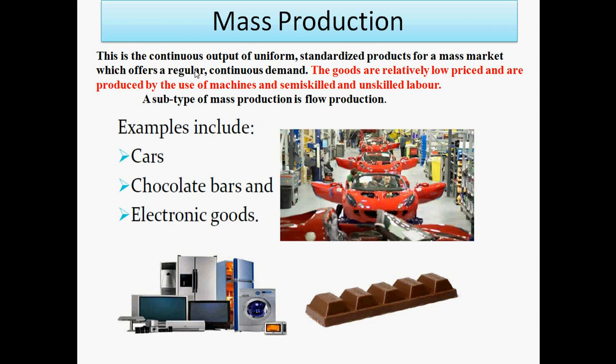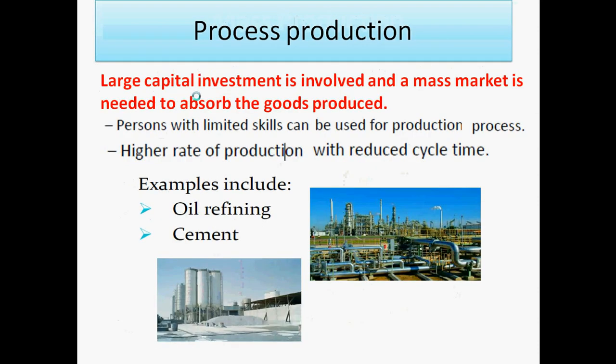Okay, so now the next part is process production. What is process production? Here a large capital investment is there. It is observed for a higher production rate. It is observed in oil refining companies and cement companies. Here the persons have limited skills, but the production process runs at a higher rate and with reduced cycle time. So this is process production.